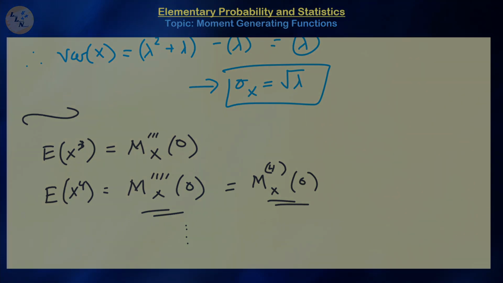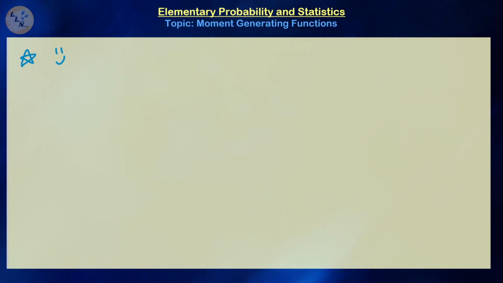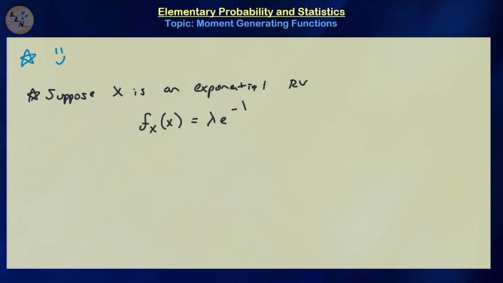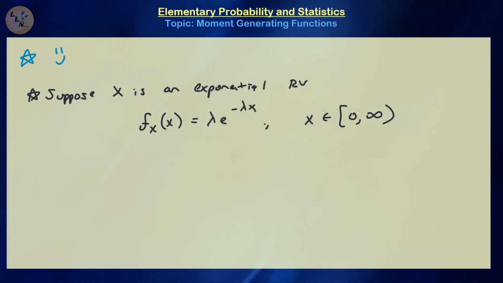Now let us take a look at the continuous case. So for our continuous case, let us assume that x is an exponential random variable. So what is the probability density function for an exponential random variable? So know its PDF: f of x is equal to lambda e to the minus lambda x, where lambda is some rate parameter. And also keep in mind that the domain of an exponential random variable is 0 to infinity. So how do we find the moment generating function for an exponential RV?